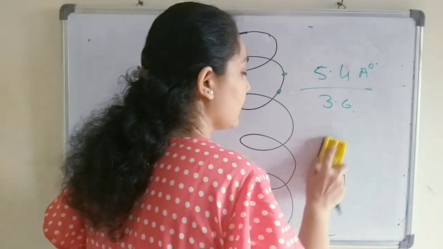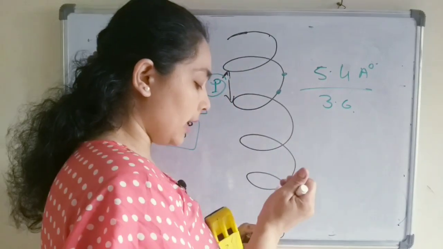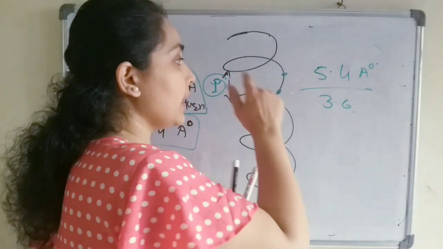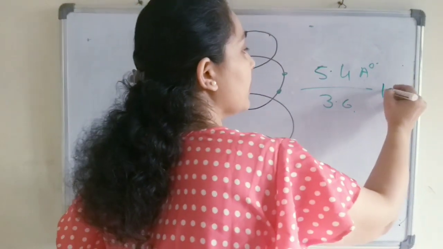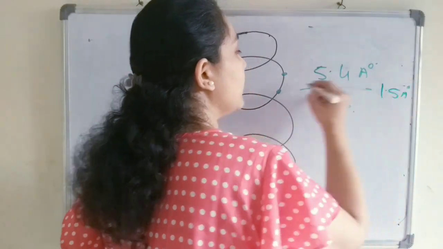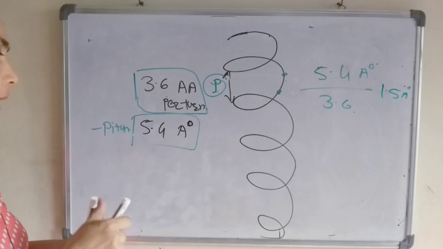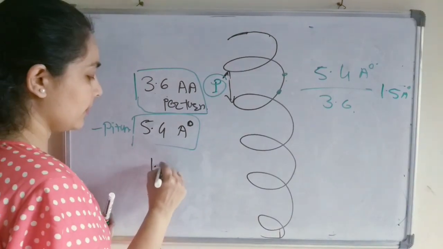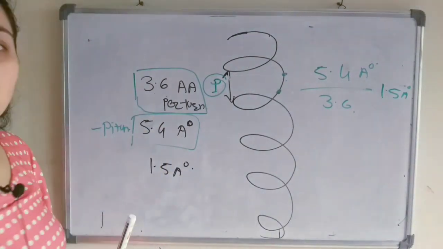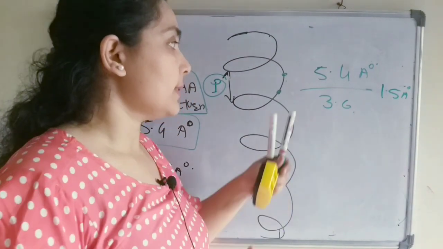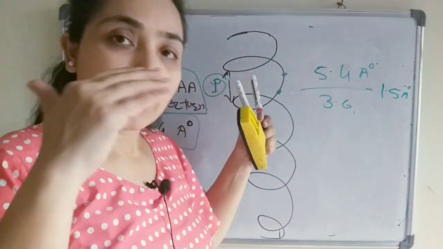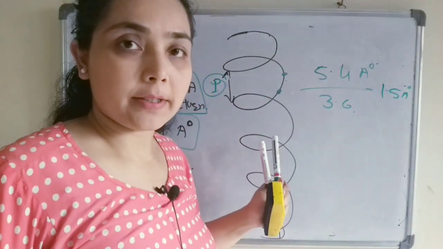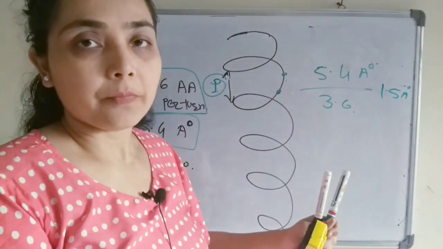Therefore, the rise per residue will be 1.5 angstrom. That is the distance between the two amino acids. So 3.6 amino acids are present in 1 turn. So if there are 36 amino acids, it will form 10 turns.